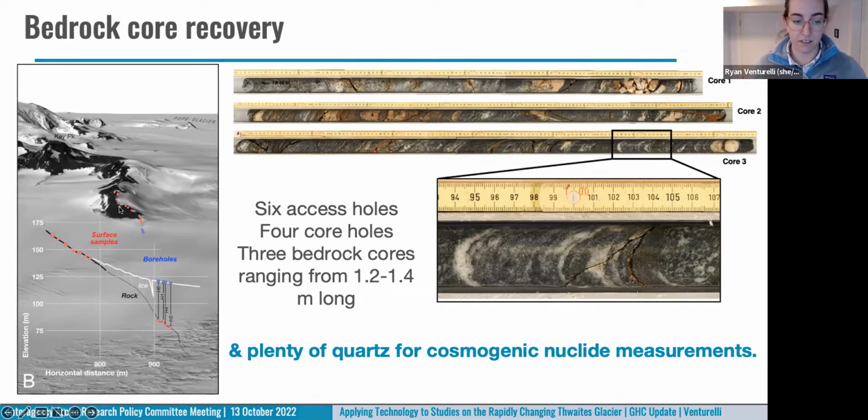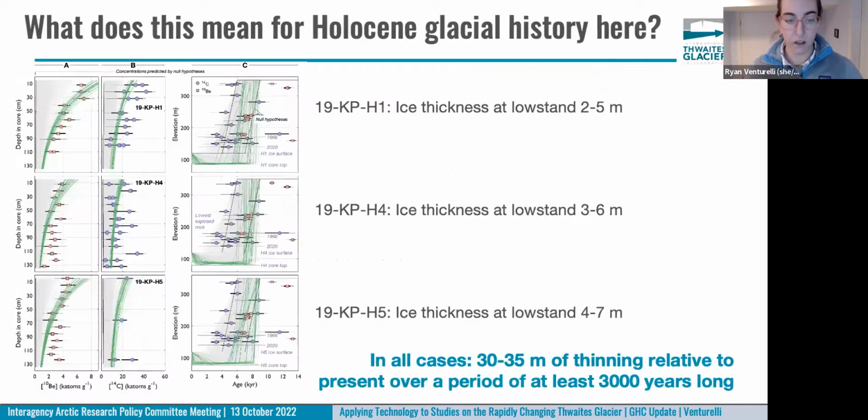And shown here on the left is just how these core holes all relate to one another. So we took multiple bedrock cores so that we could have a transect down ridge beneath ice of increasing thickness with depth. And we paired the cosmogenic nuclide measurements that we made with a forward model of ice history that basically generated simulated ice histories that could possibly reproduce the cosmogenic nuclide measurements that we made.